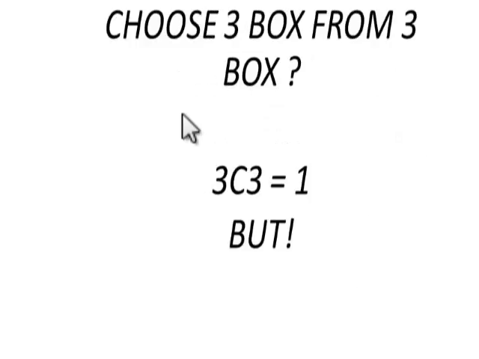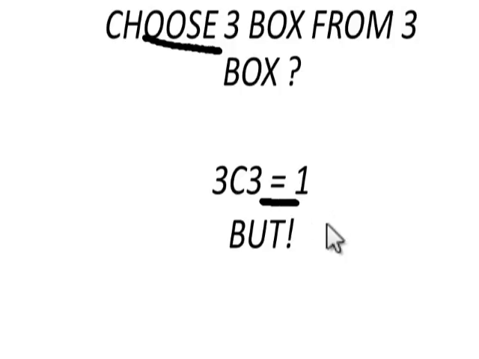So now let's go to the next question for combination. Choose 3 boxes out of 3 boxes. I think you have heard this question in permutation, right? But in permutation I asked you about the number of arrangements. Over here I'm asking you to choose. Remember, choose. So choose 3 boxes out of 3 boxes. So 3 choose 3 equals 1. Huh? You may be wondering why.